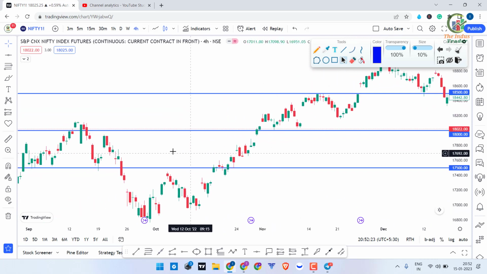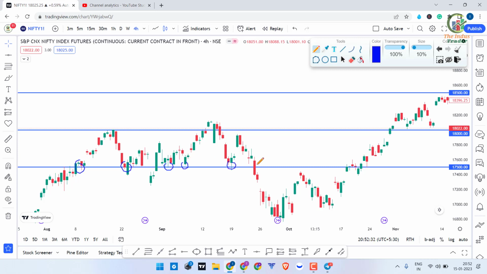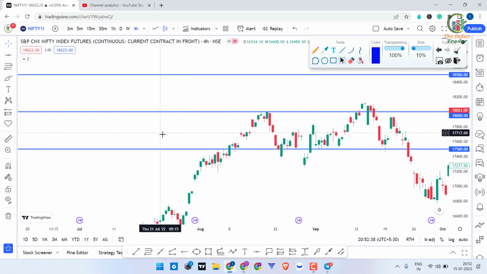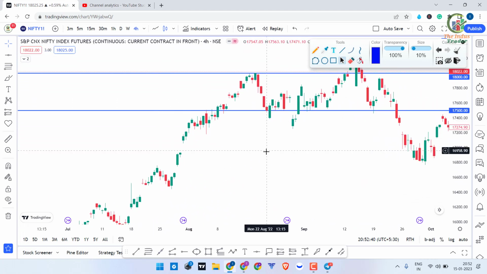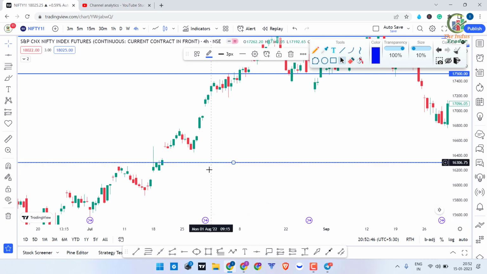Let's also check previous price action. You can see how well it is respected, how well it is respected. Let me also show, now here the price action is at 16,000.